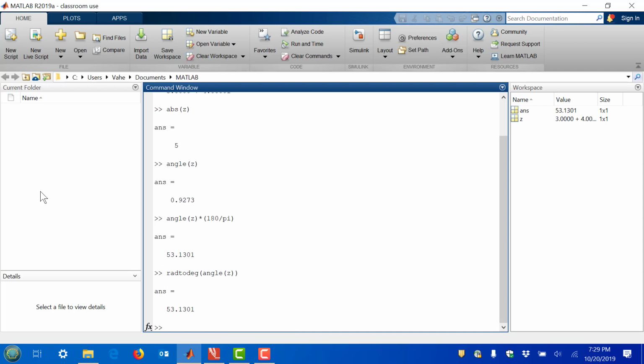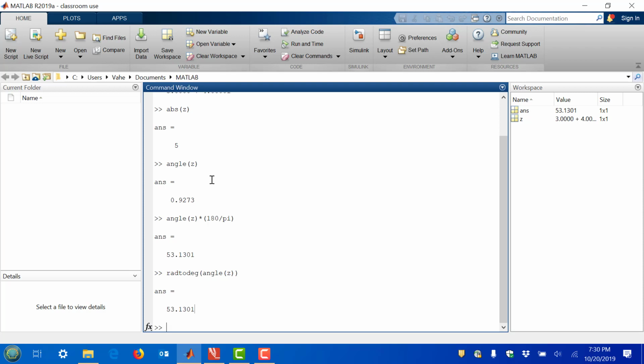So the second thing that I typed in, rad to degrees, is a built-in Matlab function. You can say rad to degrees and in parentheses put something that's in radians and it'll give you the degrees. Either one of these is fine, but just realize that when you say angle z, you're going to get the angle in radians. Okay, so that's one thing you should know.